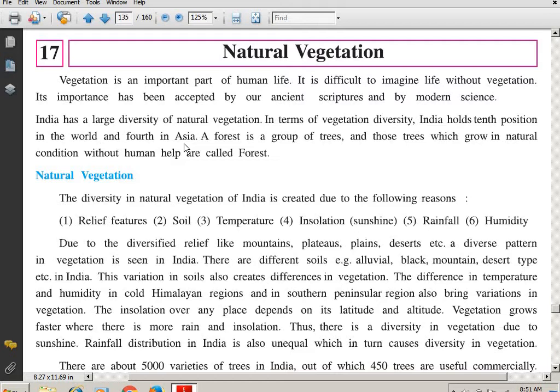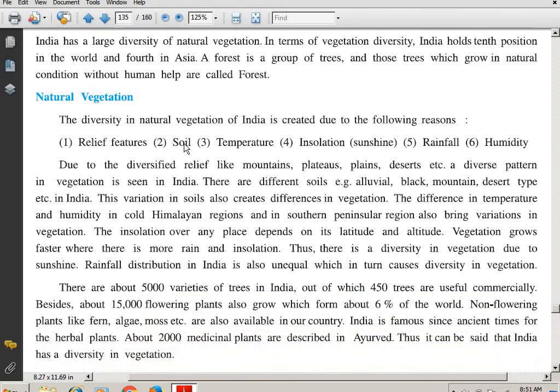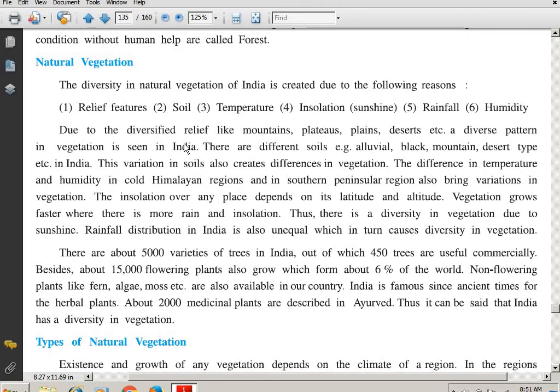Now, let's study about natural vegetation. The diversity in natural vegetation of India is created due to the following reasons. Why do you see this variation in the natural vegetation in India? It is created due to the following reasons. First, relief features, second, the soil, third is the temperature, fourth is the insolation, that is sunshine, and the fifth is rainfall. Sixth is the humidity. These are all six reasons due to which we get this natural diversity in vegetation.